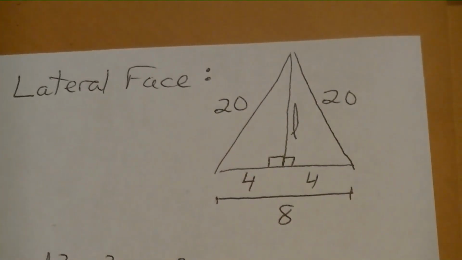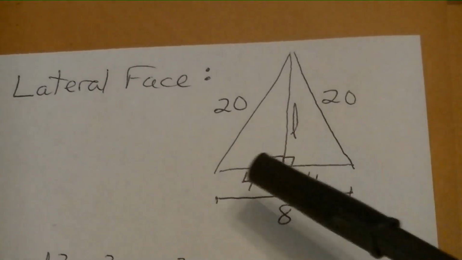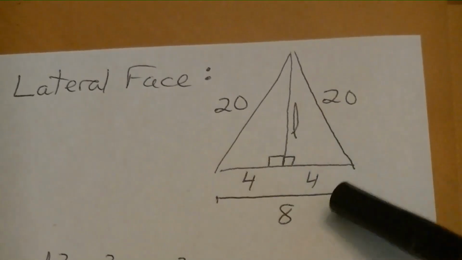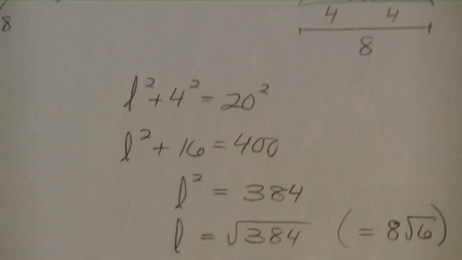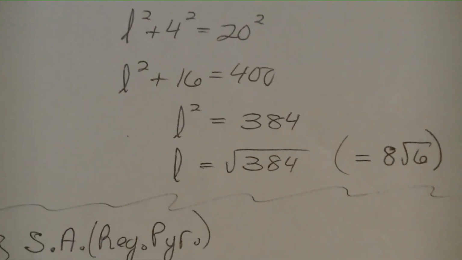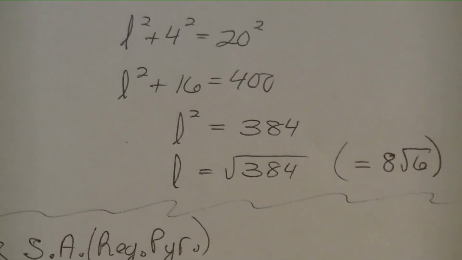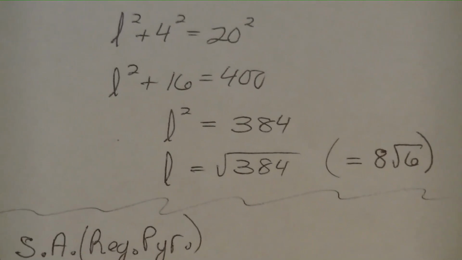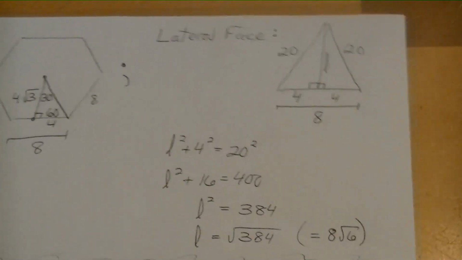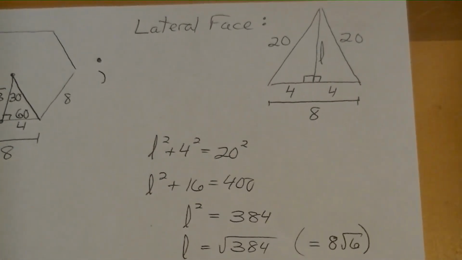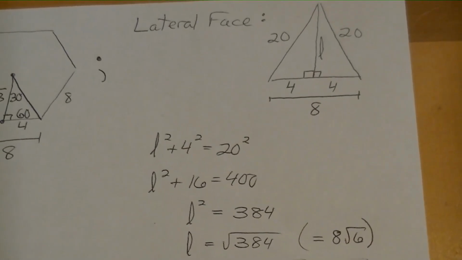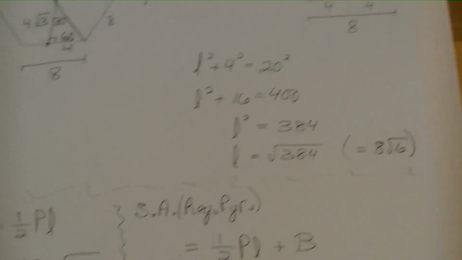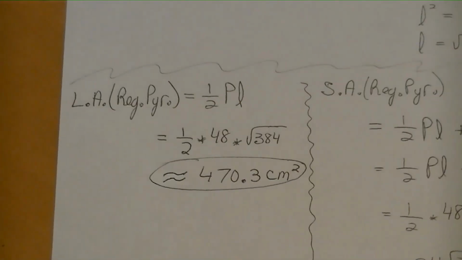So just a little Pythagorean work here. I've got 2 congruent right triangles from hypotenuse leg. So L squared plus 4 squared equals 20 squared. And I did out my work, and I got the square root of 384. Again, no need to simplify it. You could if you wanted to, but we're rounding these answers off today, so there's no need. So I used the Pythagorean theorem to get the slant height, root 384. So now we're ready to substitute our values.